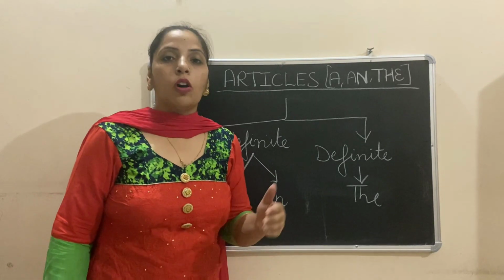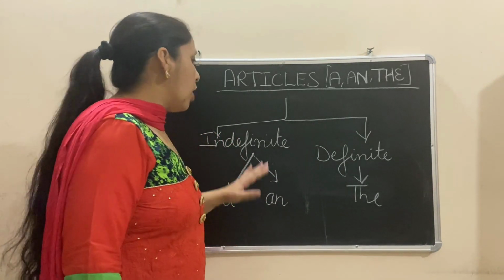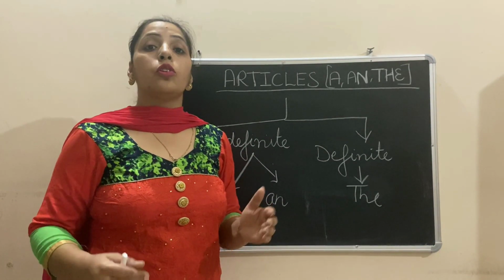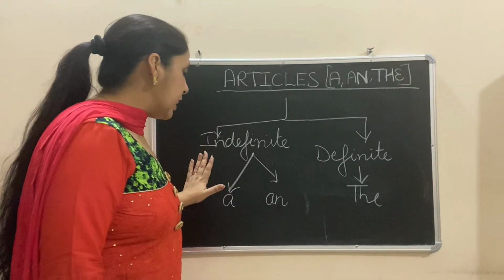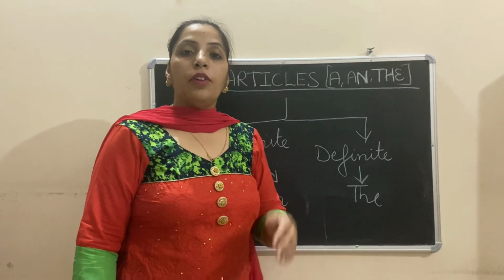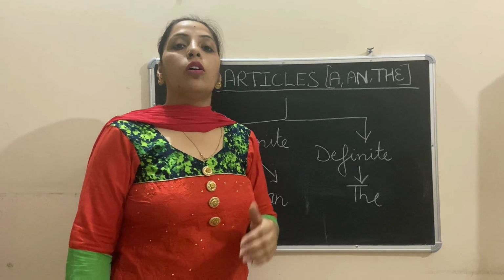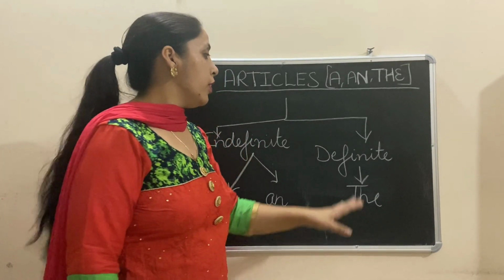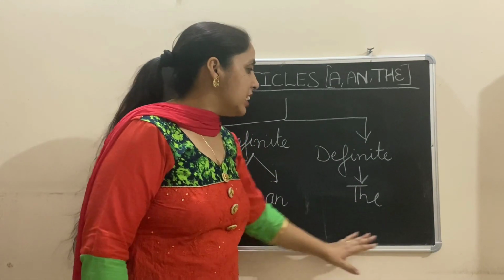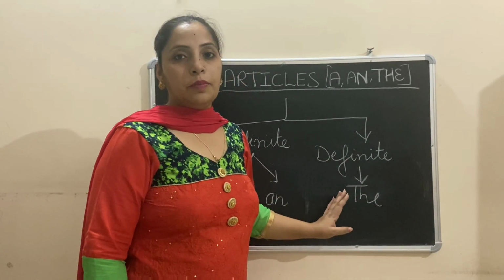So, when we talk about a and an in English grammar, when they are used for a thing or a person or a place, they are not definite. We are not definite about the thing that we are talking. So they are categorized as indefinite articles, and the definite article is the. We are sure about the thing or the person we are talking about. We are definite about the thing that we are talking about. So it is considered a definite article.